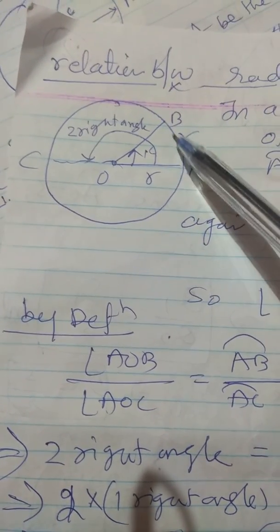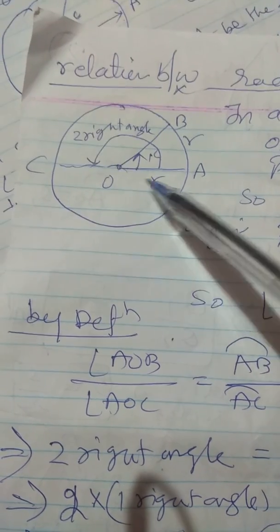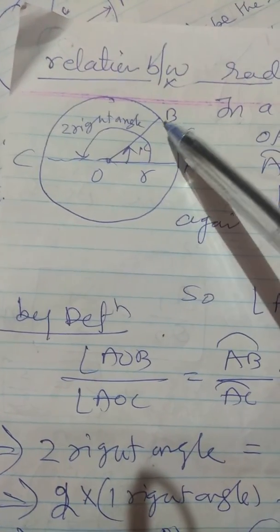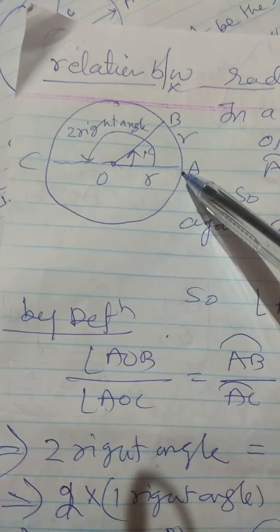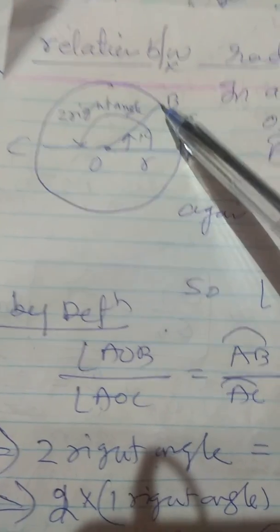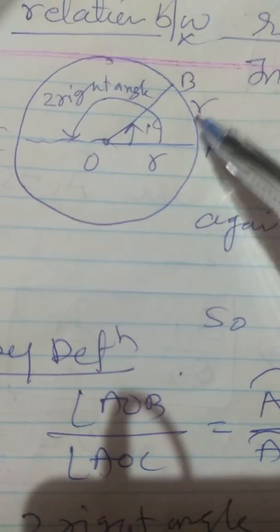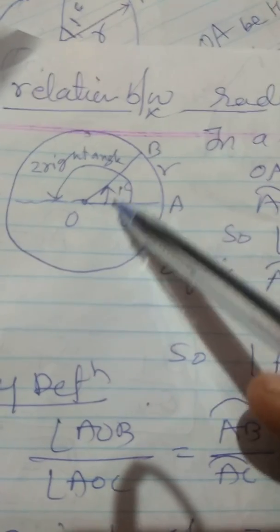I repeat again, cut an arc AB whose length is equal to the radius of the circle. So the arc AB subtends an angle at the center of 1 radian. By the previous definition, we can explain it: if the length of the arc equals the radius of the circle, the arc subtends an angle at the center of 1 radian. That is 1 radian.